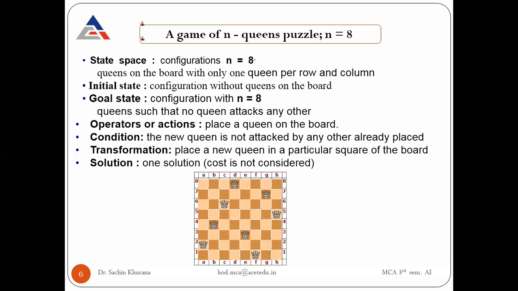So the transformation is to place a new queen in a particular square of the board and then start checking this condition, that means no queen is attacked by already placed queens. So one solution is the solution board that has been displayed on this PPT. You just see to it on this slide.